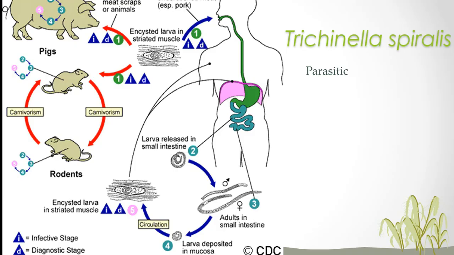That's my understanding, at least. So if you want to look that up, you can look that up for yourself. But you can see here that it goes through a series of vectors, and that would be like the rodent right here, it can affect them. And then, of course, if the pig is eating that or eating meat scraps or something, they can get it.